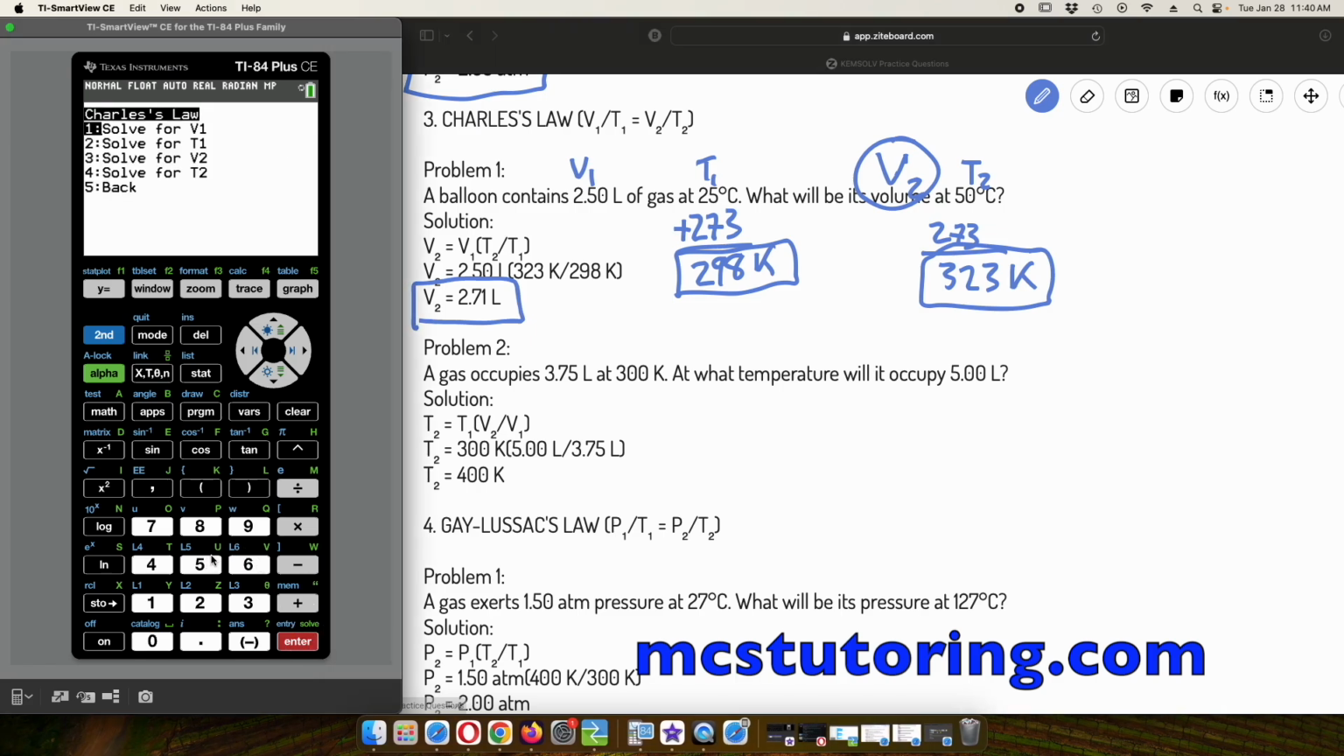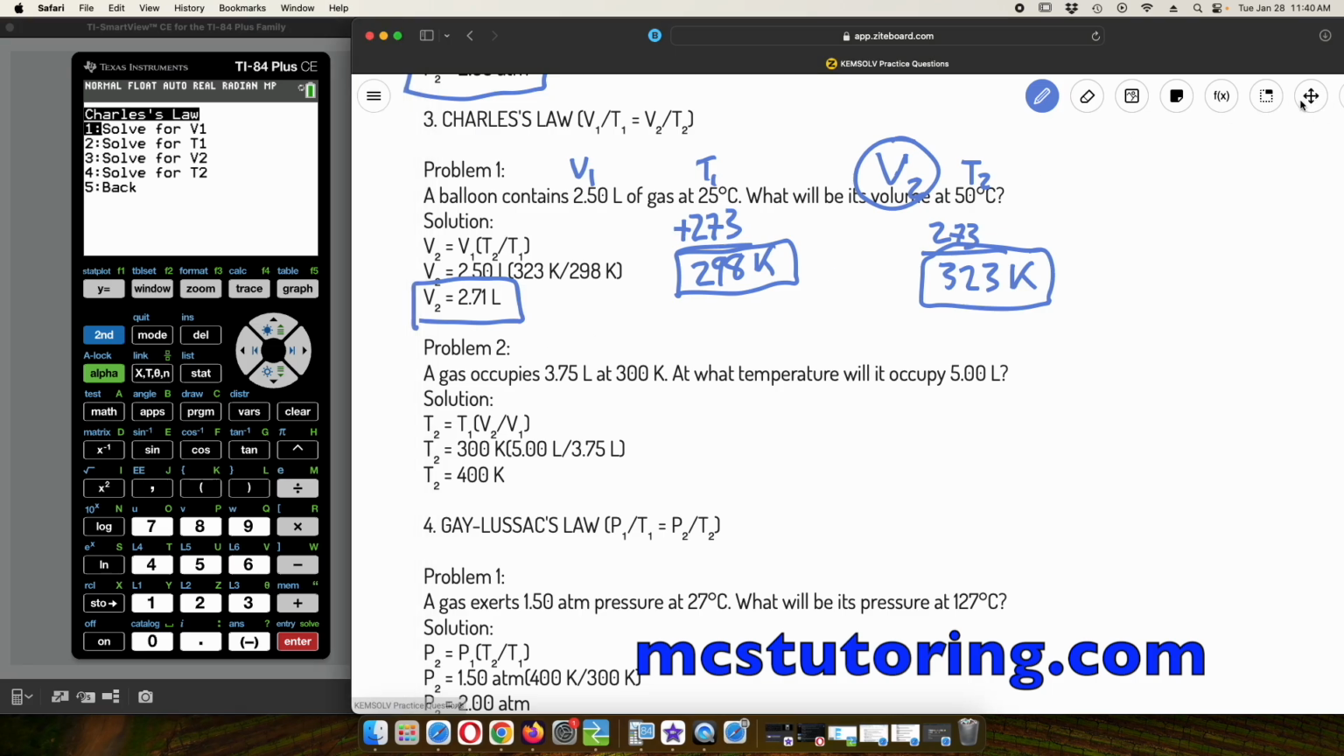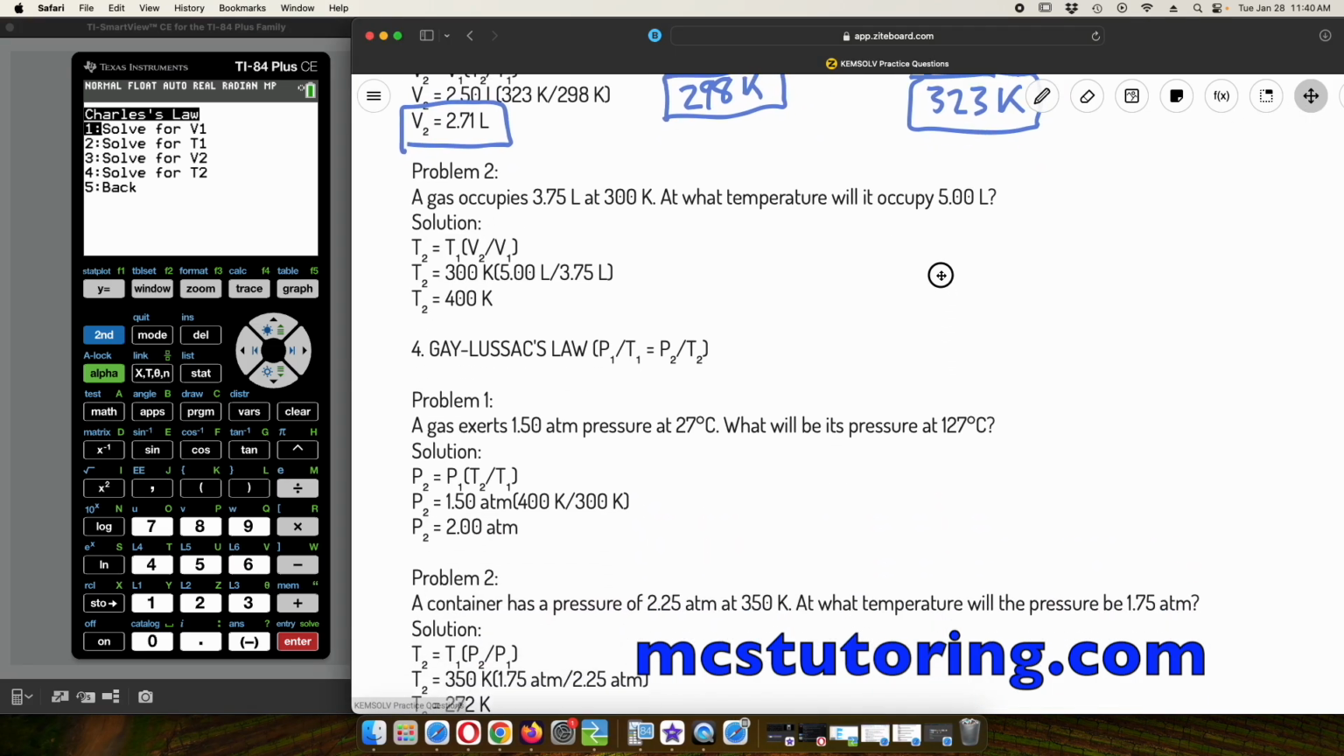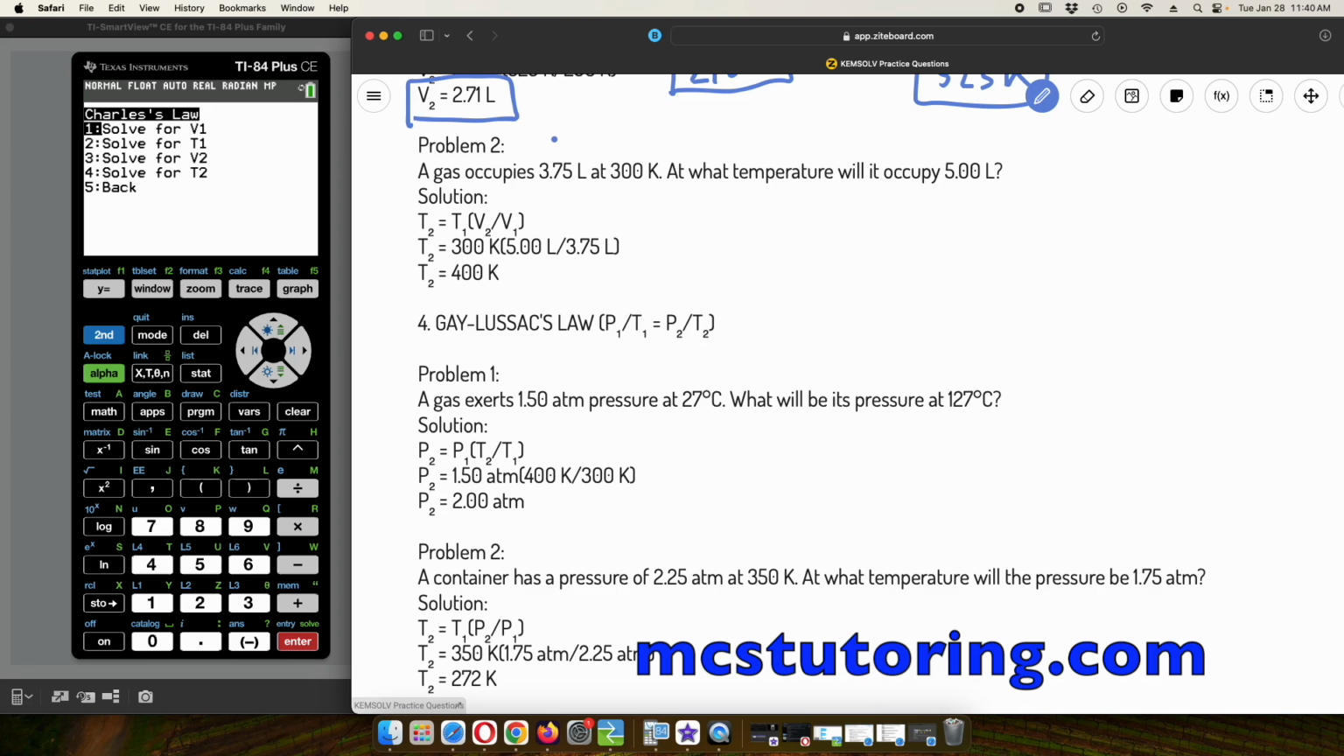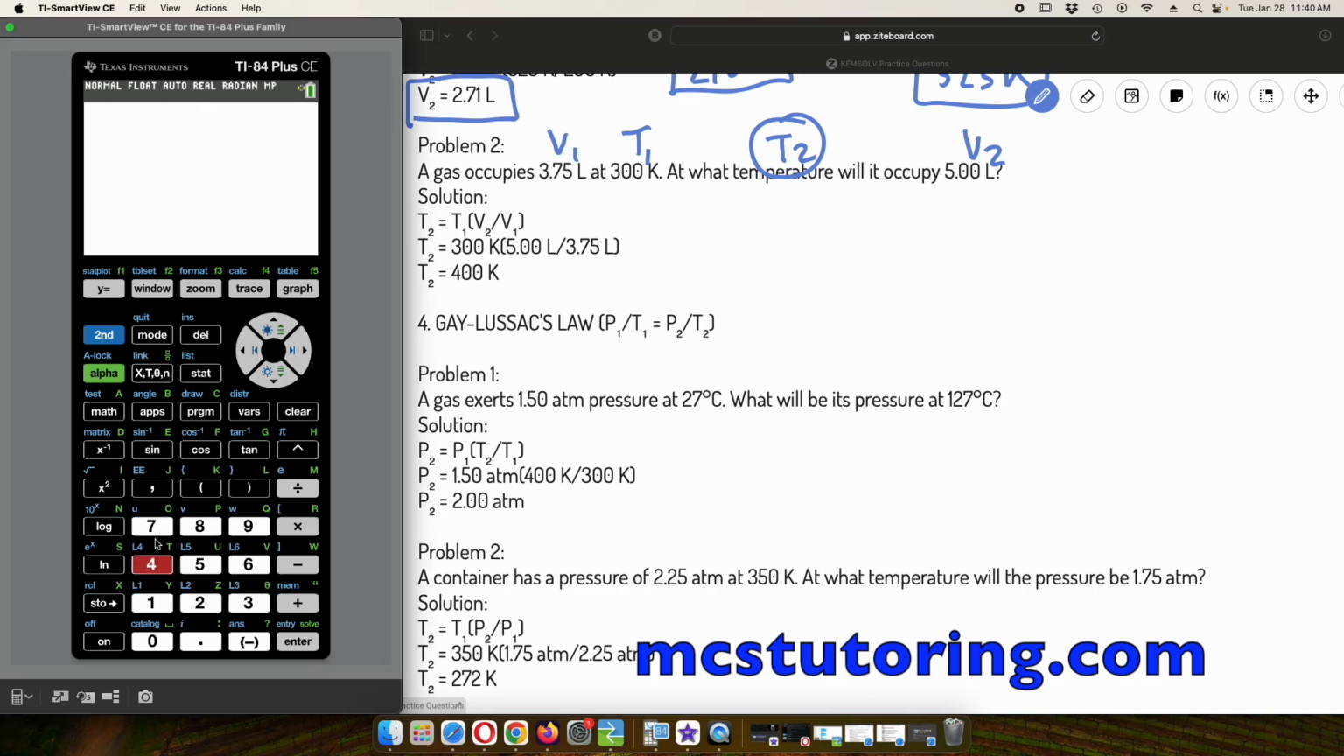Let's go to Charles' law, one more time here. It occupies, so this is the volume, 3.75 liters, and this is the temperature, 300 Kelvin, T1. At what temperature? So T2 is the unknown we're looking for. And then 5.0 liters, that's V2. So we're going to solve for T2, that's option 4.